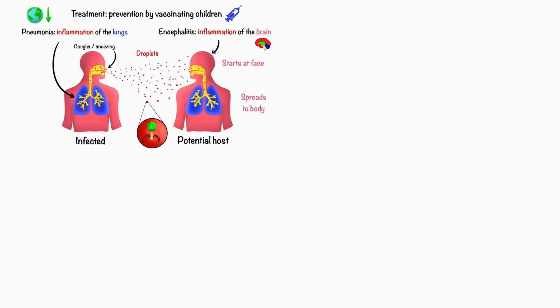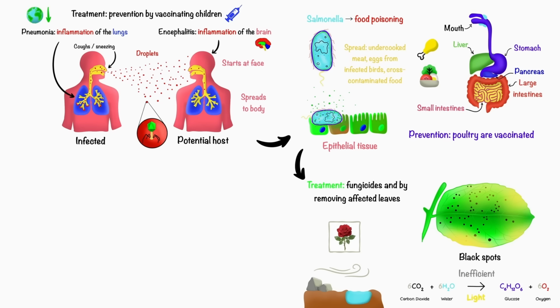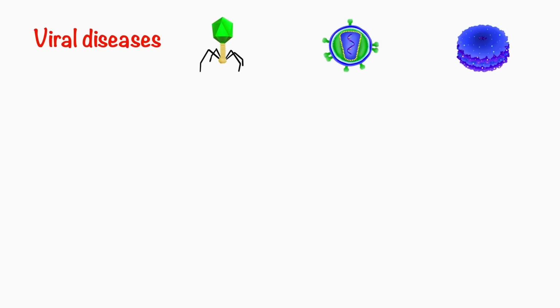Today, we're learning about three viral diseases: measles, HIV, and tobacco mosaic virus, then looking at two bacterial infections, salmonella and gonorrhea, studying a fungal disease called rose black spot, and finally investigating malaria, a disease caused by a protist. Let's start with viral diseases.